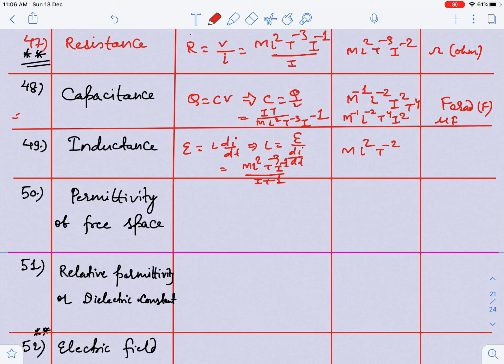So ML²T⁻²I⁻², and current is nothing but I. So the dimension of inductance you should keep in mind: ML²T⁻²I⁻², and the unit is Henry.